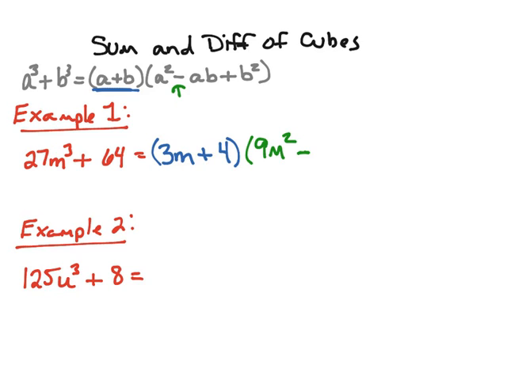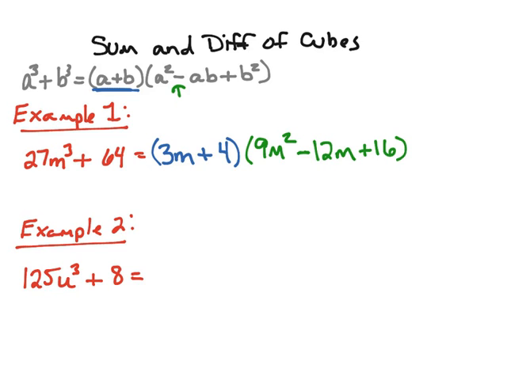Now to get the middle term, it says that we're going to multiply a times b. Our a is the 3m, our b is the 4. So we're going to multiply those two together. 3m times 4 would give us a 12m. And finally, to get the last term of that trinomial, it says we're going to take b and square it. So in this case, our b is 4. So if I square that 4, I end up with a 16.